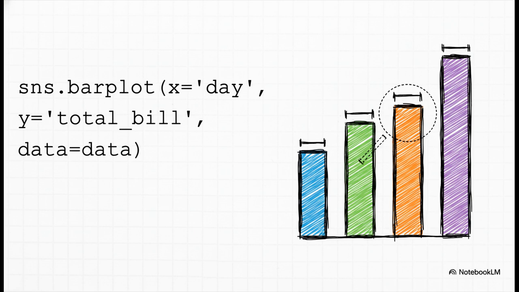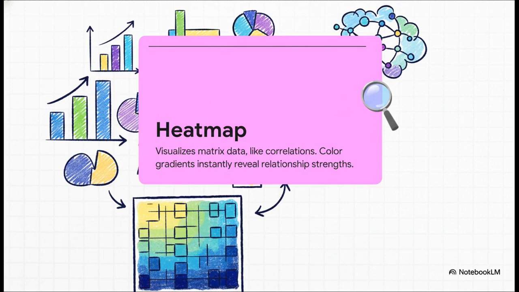They're also calculated automatically, and they show you the range where the true average probably is. So this isn't just a pretty picture. It's a full-on statistical summary in one command. Okay, so scatter plots are great for two variables.